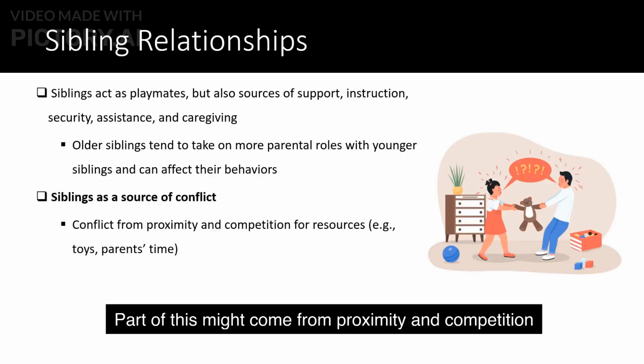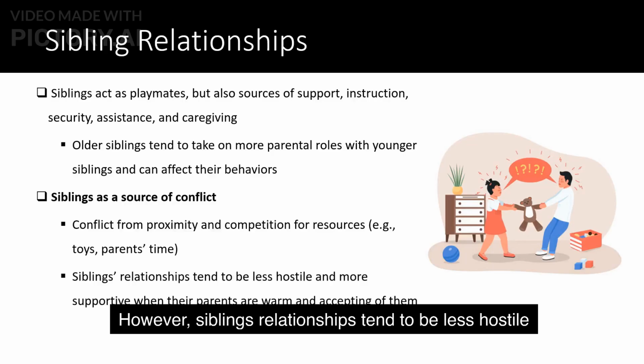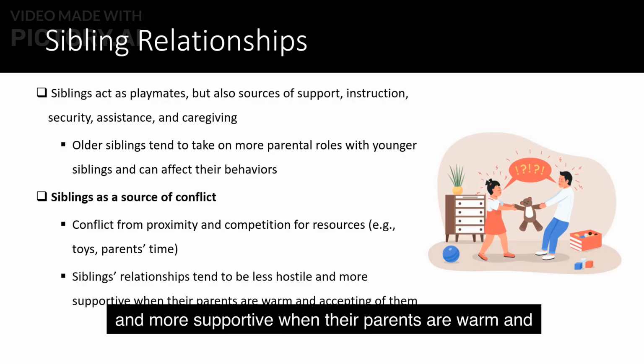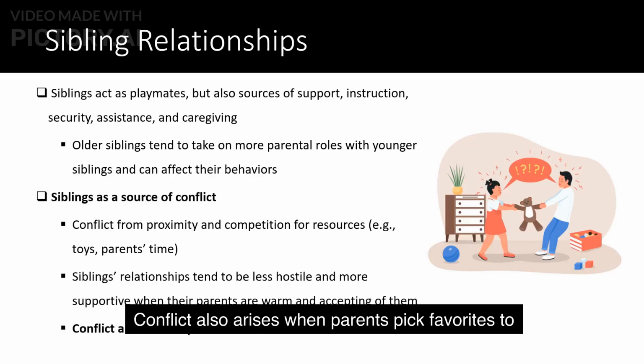Part of this might come from proximity and competition for resources, such as toys or the parent's time. However, siblings' relationships tend to be less hostile and more supportive when their parents are warm and accepting of them. Conflict also arises when parents pick favorites.